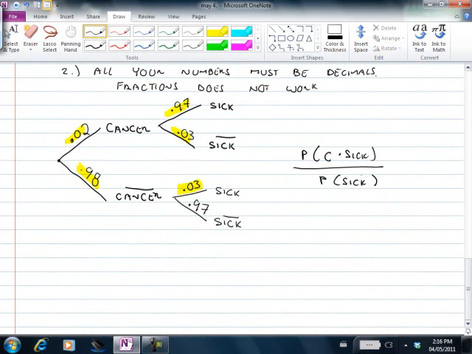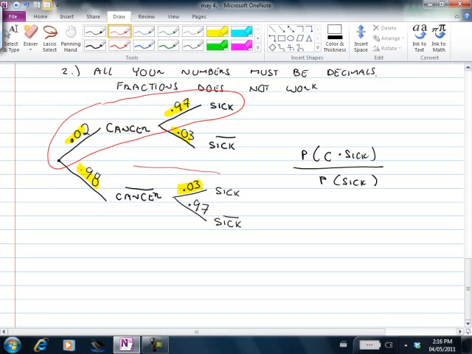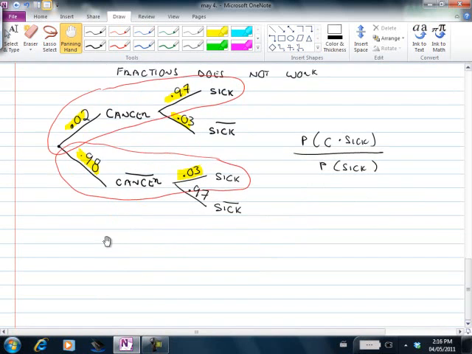Now, there's two ways I can become sick. I'm going to ask you to circle both pathways. If you have cancer and they tell you that you're sick. Or if you don't have cancer and the test tells you you're sick. There's two pathways. There's two possible ways you can have a test that shows you're sick.